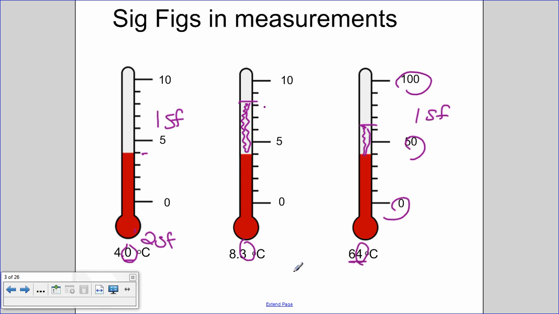A lot of the instruments and equipment that we'll use will have a plus or minus listed on them, maybe plus or minus 1 degree or plus or minus 0.1 degrees Celsius. So the instrument can be more precise or less precise, so be on the lookout for those plus or minus errors in the measurement.